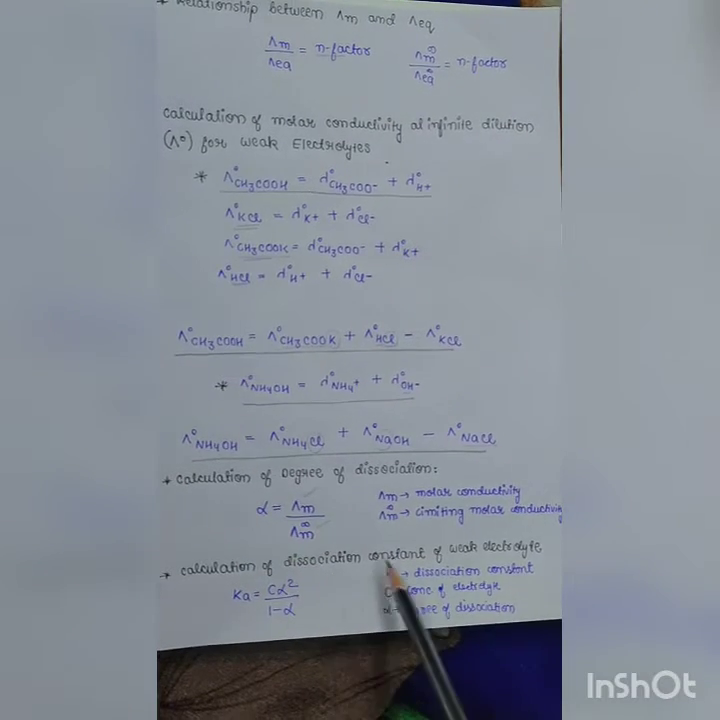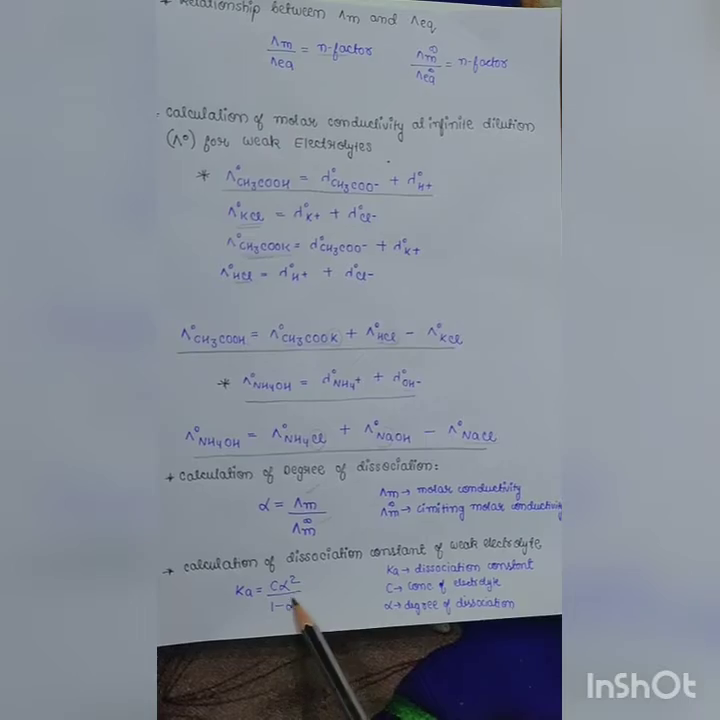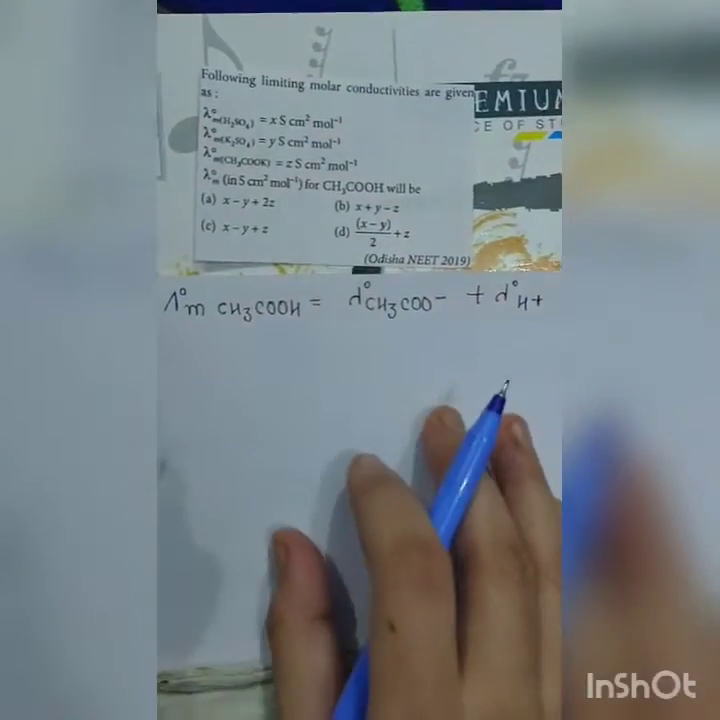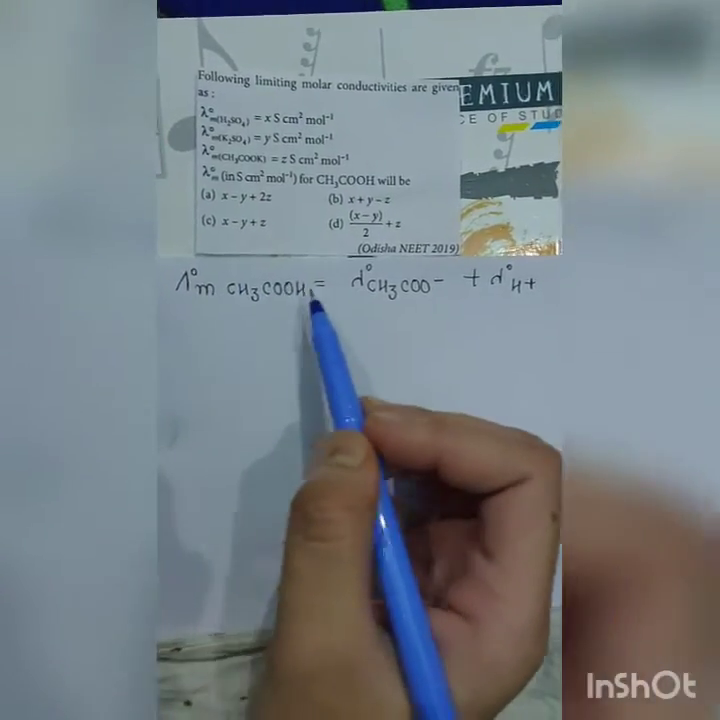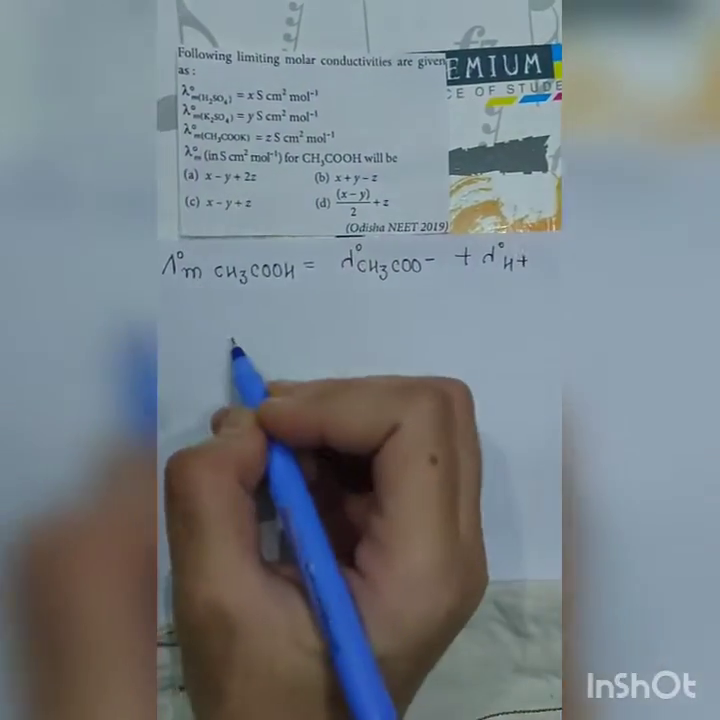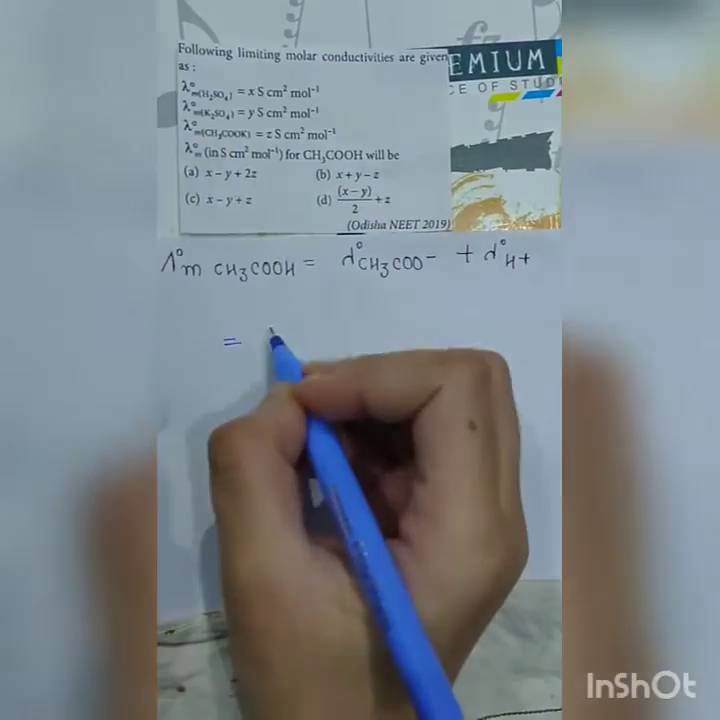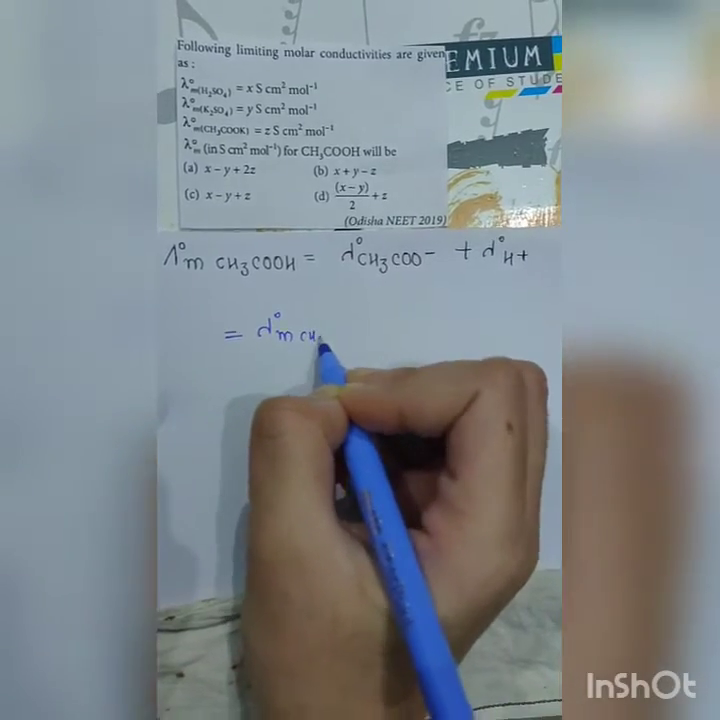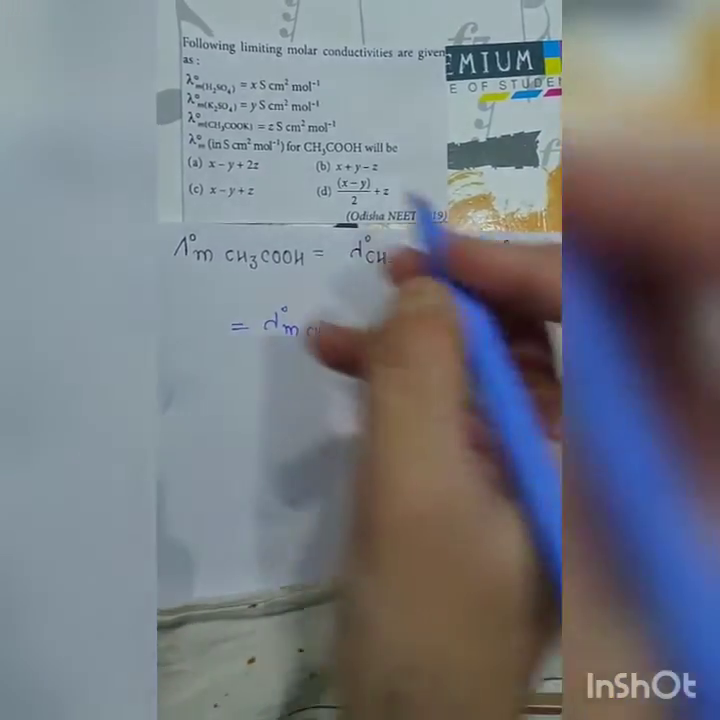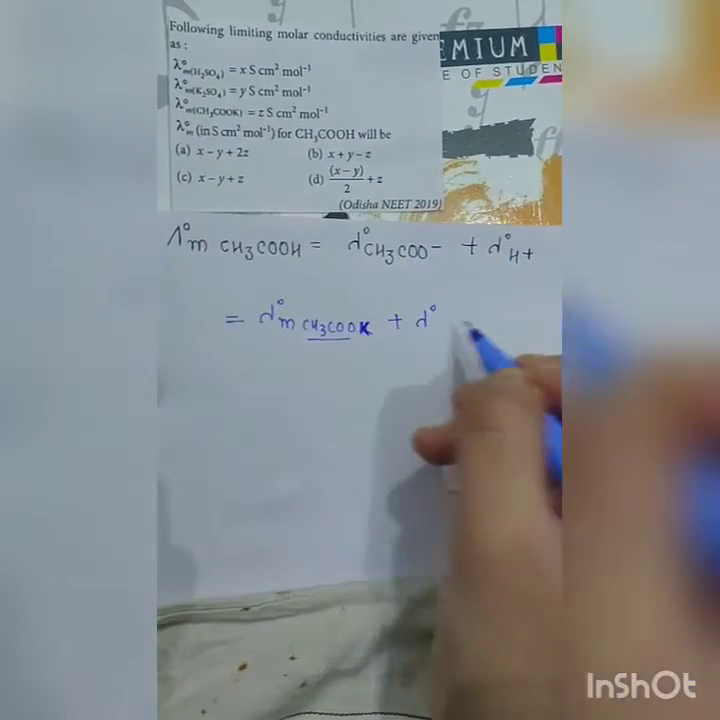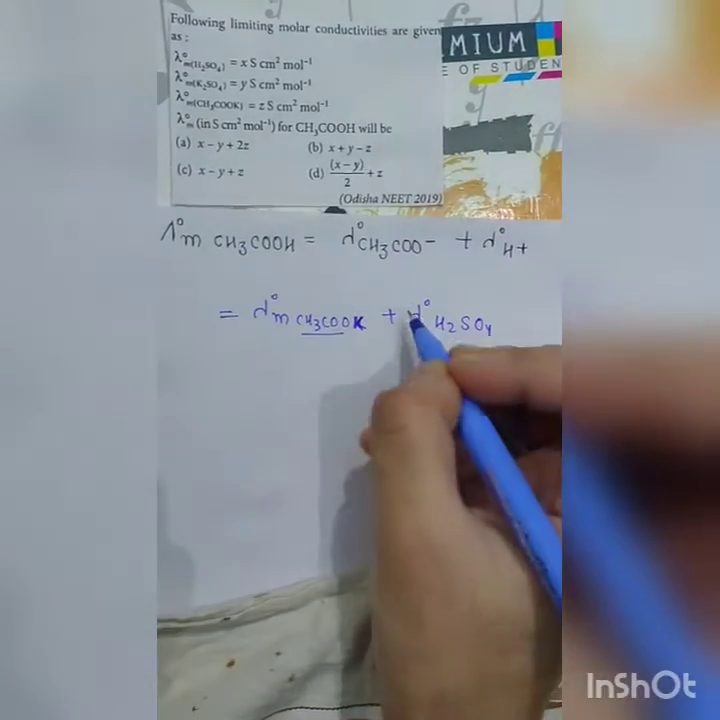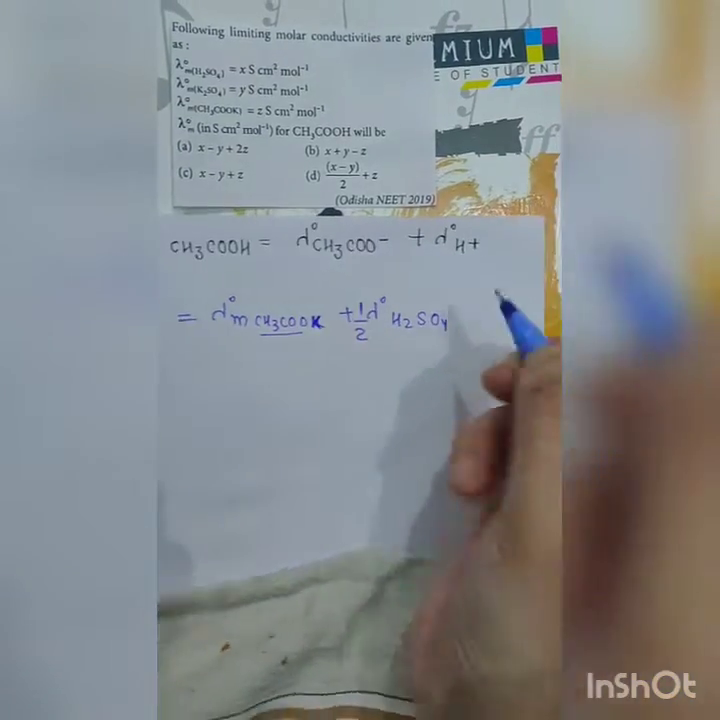So we can easily calculate the dissociation constant, which is equal to C alpha squared upon 1 minus alpha, where C is the concentration of the electrolyte. Limiting molar conductivities are given. We have to find the limiting molar conductivity of acetic acid, which is equal to the limiting ionic conductivity of the acetate ion and the H+ ion. So we have to see where the acetate ion comes from. From the limiting molar conductivity of CH3COOK, the acetate ion comes, but we don't want K. First let's see where H+ will come from. From the limiting molar conductivity of H2SO4, but we only needed H, and here H2 is coming. So we have to multiply this by half.